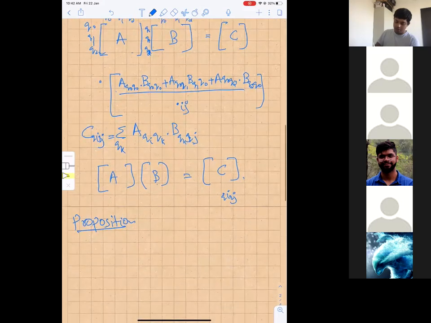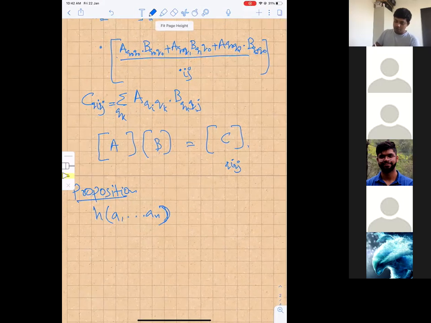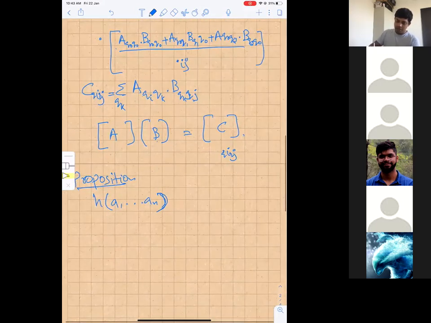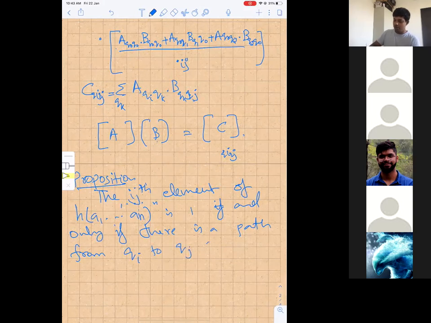So basically, we can show a small proposition which says that h of a1 to an, so this is a matrix. Let me call the ijth element of h of a1 to an. It is 1 if and only if there is a path from Qi to Qj on the word a1 to an.